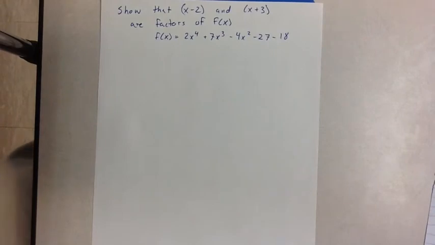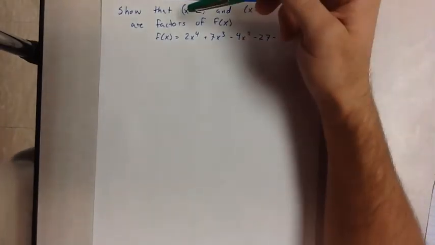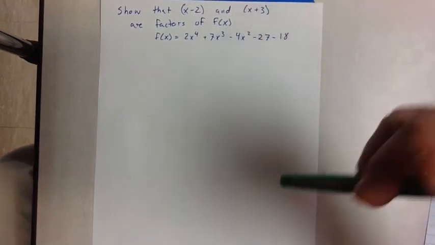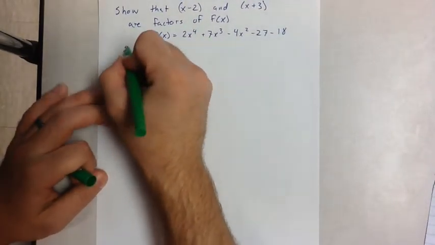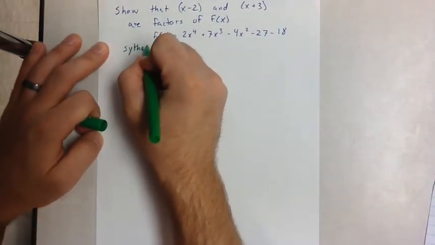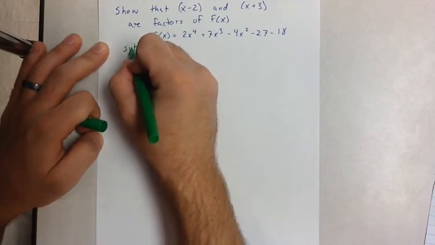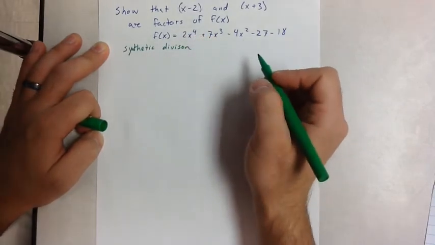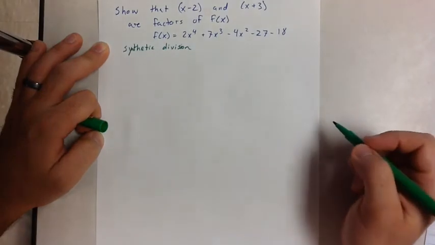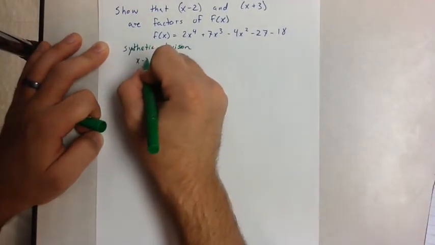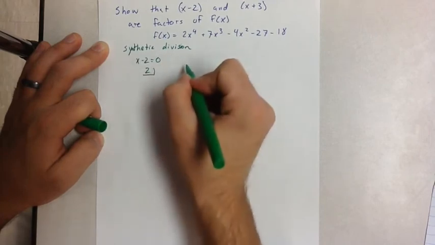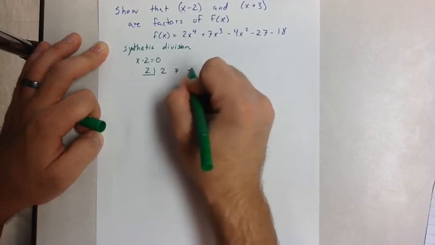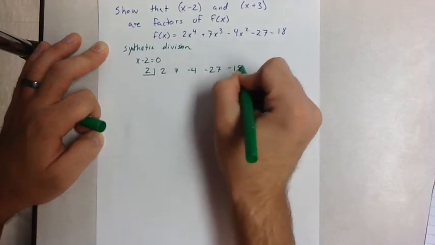So we're kind of assuming here that if I were to place the zeros into the function, we will get 0. So let's see if we can use synthetic division and go from here. Let's start with x minus 2. So the possible zero would be 2. We place all of our coefficients in: 2, 7, negative 4, negative 27, and negative 18.